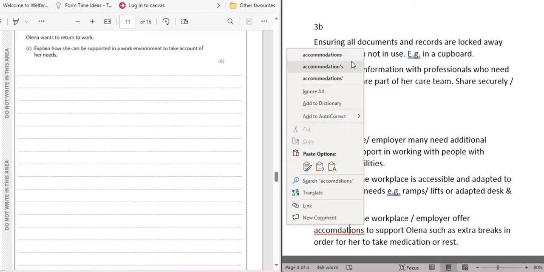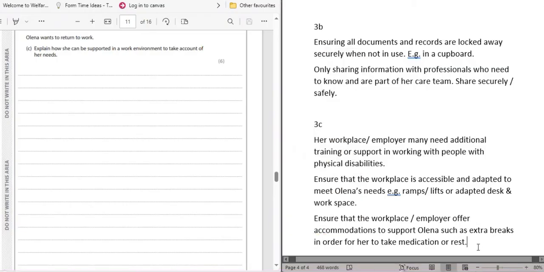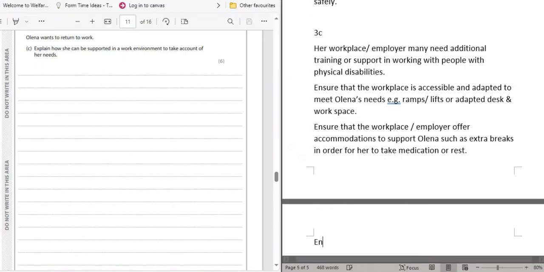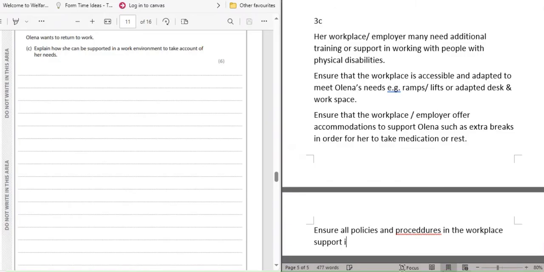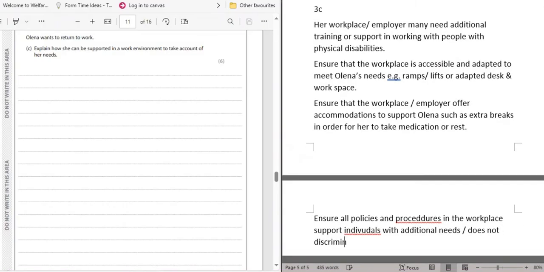So again, considering arthritis, she may need to take medication during the day. She might need breaks from work because of the work environment. And we could make sure that all policies and procedures in the workplace support individuals with additional needs and do not discriminate. There we go. So we've got quite a range of extra points here. So that's number 3C done.